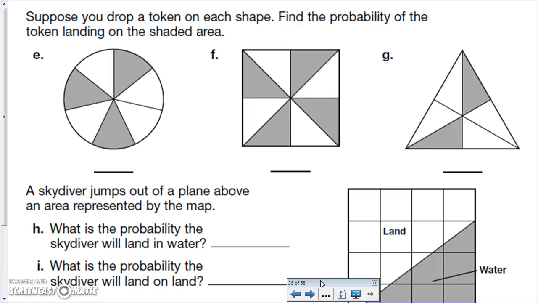Suppose you drop a token on each shape. Find the probability of the token landing on the shaded area. For E, we have 7 different sections, all of them equal size, and 3 of them are shaded, so we have a 3/7 chance of the token landing on the shaded area.